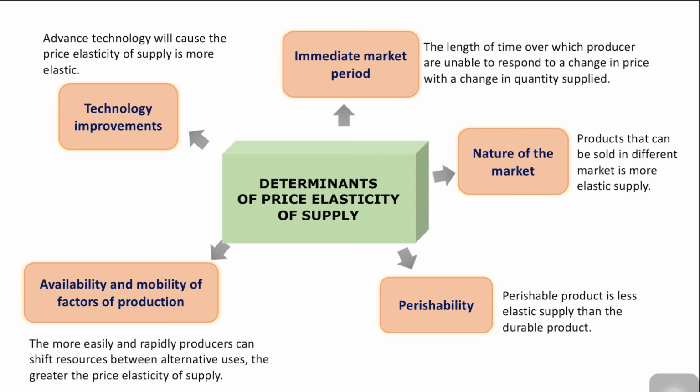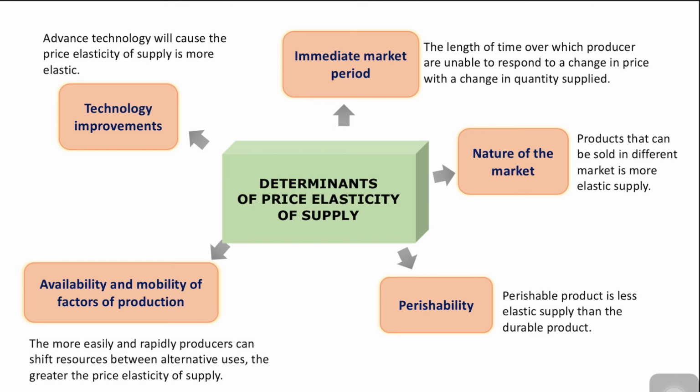The next one is perishability. A perishable product has less elastic supply than a durable product. For example, agriculture, vegetables or fruits are perishable goods. So this kind of perishable product is less elastic compared to a durable product, like a computer or car.